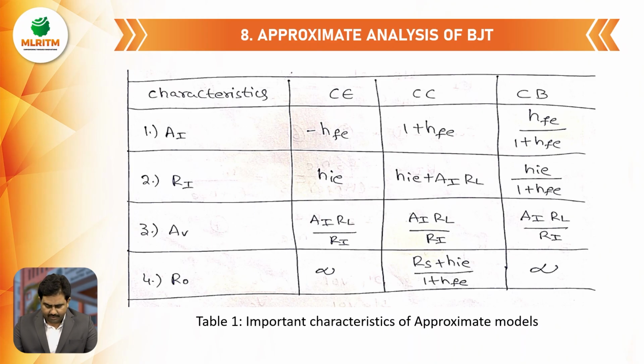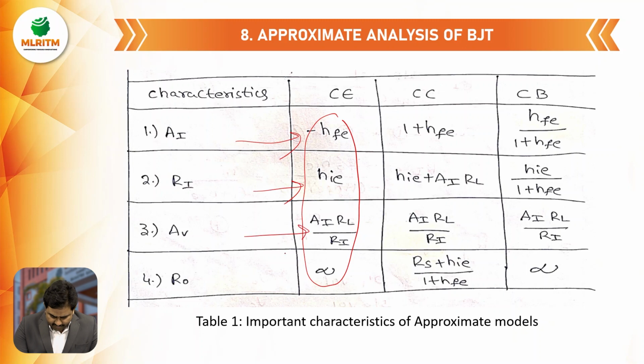So this is the table of formulas which represent important characteristics of CE, CC and CB configurations. This first column represents AI, RI, AV, R0 formulas of CE amplifier, and this second column represents AI, RI, AV, R0 formulas of common collector configuration, and the last column represents common base configuration, different important characteristics. Here AI means current gain, RI means input resistance, AV means voltage gain, R0 means output resistance. So these are the very important formulas.